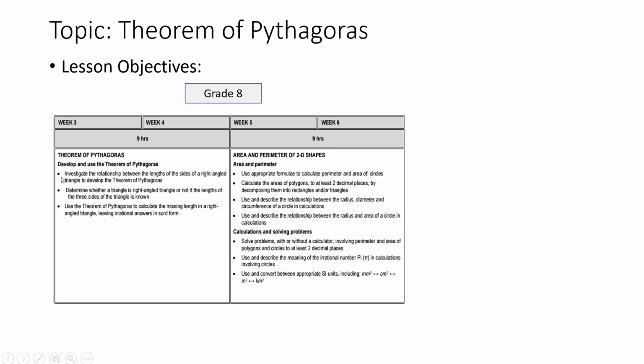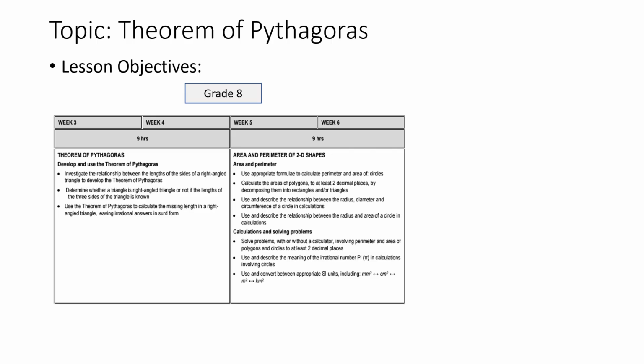Now, type 1 of a question says, investigate the relationship between the lengths of the sides of a right-angled triangle to develop the theorem of Pythagoras. Meaning you are going to get types of questions whereby they have given you a triangle, you are given dimensions, and they want you to determine whether the triangle is a right-angled triangle or not. How are you going to prove it? You're going to prove it via the theorem of Pythagoras.